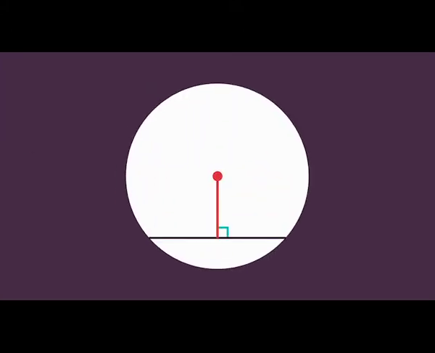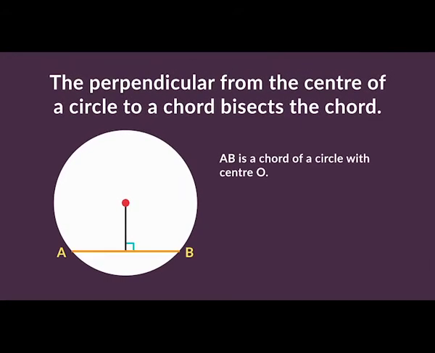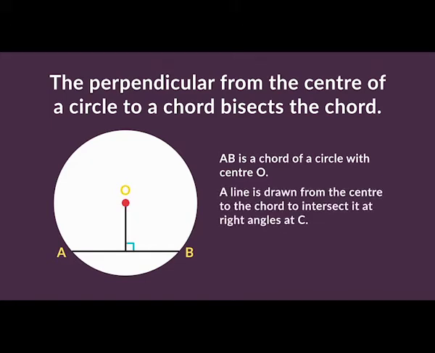The perpendicular drawn from the center of a circle to a chord bisects the chord in 2 equal parts. Here we have a chord AB on a circle with a center O, and a line drawn from here to the chord, intersecting it at a right angle at C. We will prove that AC equals CB.